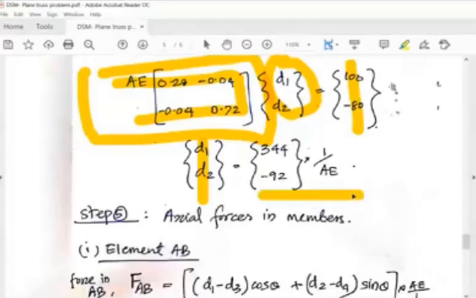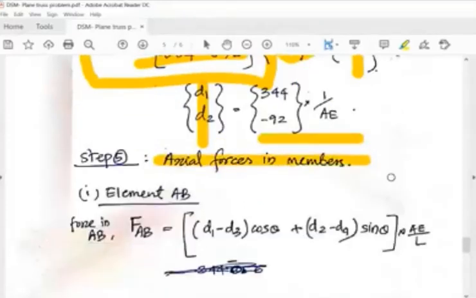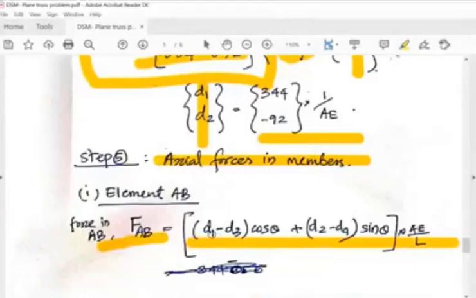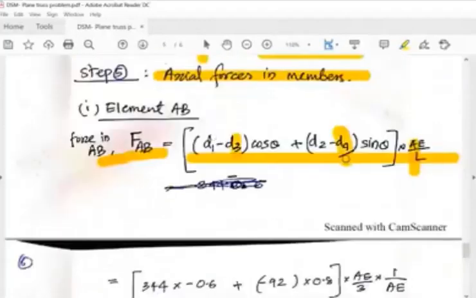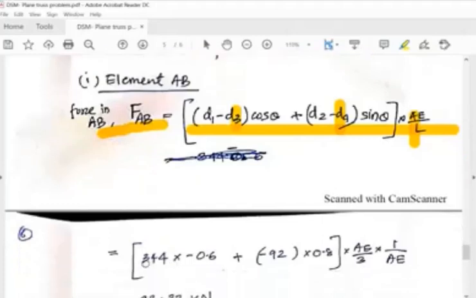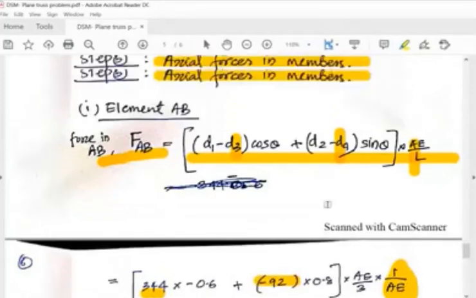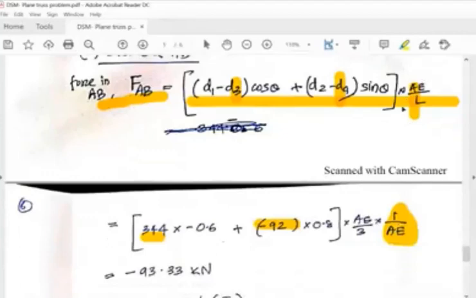Okay. And in next step number 5, axial force in members. So you can use the equation F is equal to, this is also what we have discussed in the previous lecture, which will be equal to D1 minus D3 into cos theta plus D2 minus D4 into sin theta, into AE by L. So this is the expression. So we can take D3 and D4 as 0. So D1 into cos theta. D1 is 344 by AE. So I have added this 1 by AE outside, and this is minus 92 by AE. So AE I can take outside, and you can multiply this by AE by L, so that this AE and this AE will get cancelled. This cos theta value is of the corresponding element.